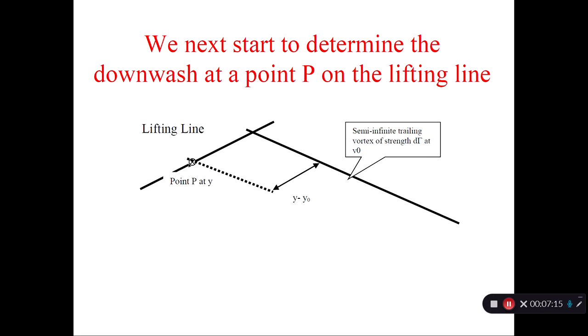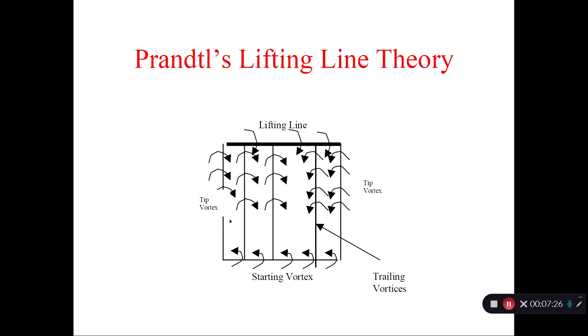So what we are going to do is compute the downwash at the point P due to one of these vortices, then integrate for all such vortices that form from wingtip to wingtip. So we are going to take one infinitely small vortex, find the induced velocity somewhere on the wing, then sum up similar induced velocity from all these vortices. So that's what we are going to do. That's what Prandtl did.